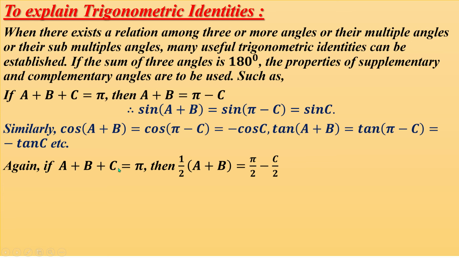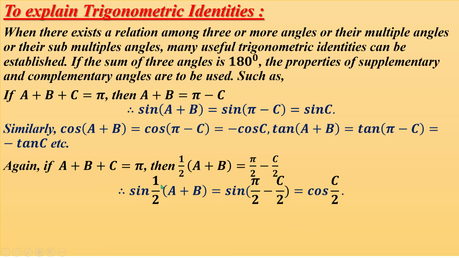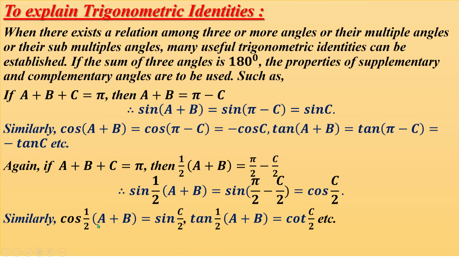Again, if a plus b plus c equal to pi, then half of a plus b is equal to pi by 2 minus c by 2. Therefore, sin of (a plus b) by 2, that means half of a plus b, this equal to sin(pi by 2 minus c by 2), this equal to cos c by 2. Similarly, cos half (a plus b) this equal to sin c by 2, tan half (a plus b) this equal to cot c by 2, etc.